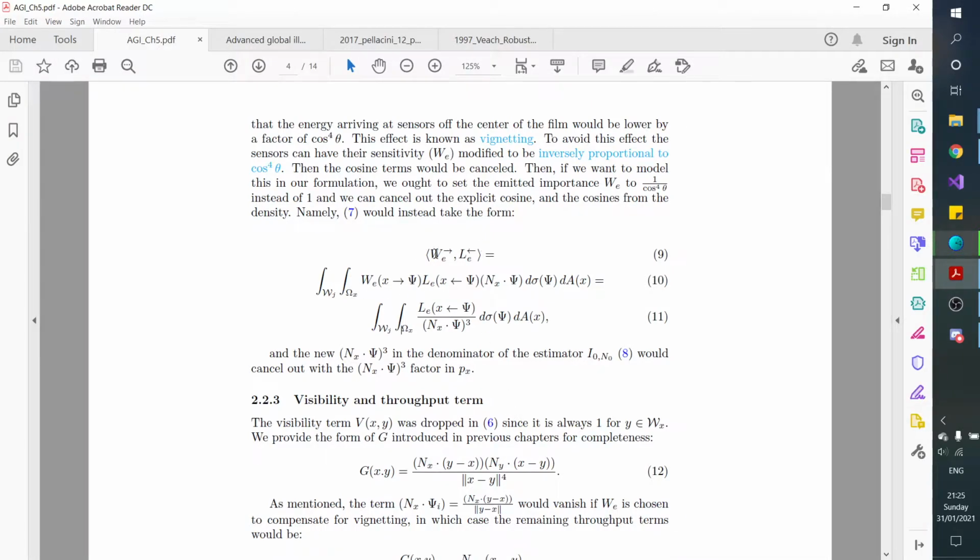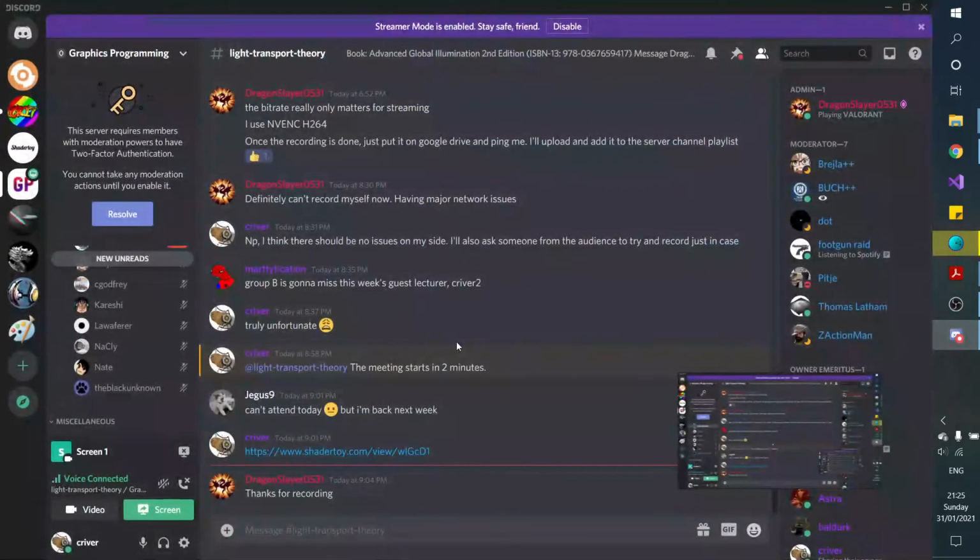Yeah, as mentioned. So if we write the equation and we say, okay, this is 1 over cosine power 4, then this gets cancelled and this gets cancelled. I think we can do a break if there are no questions. Are there questions?